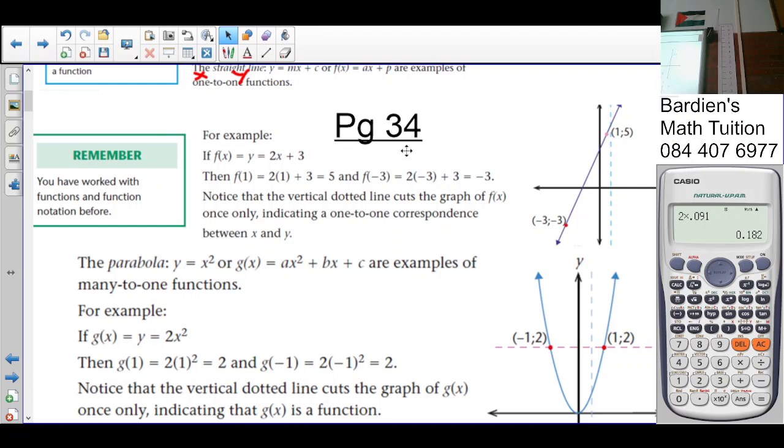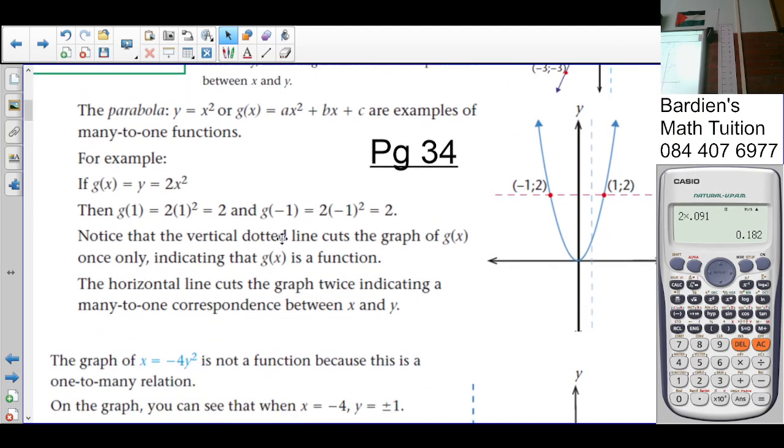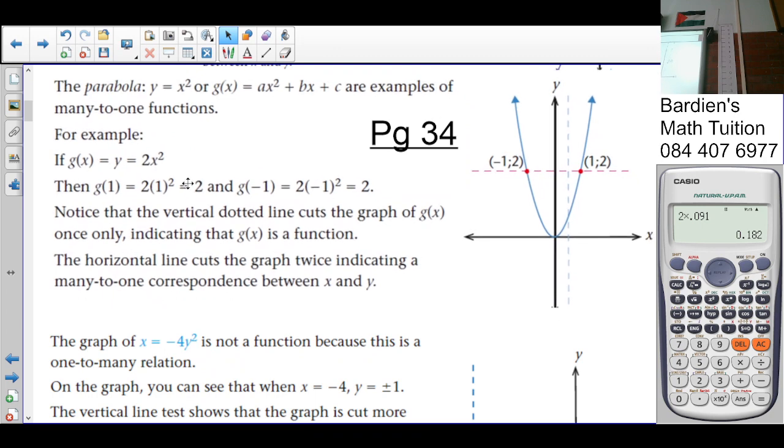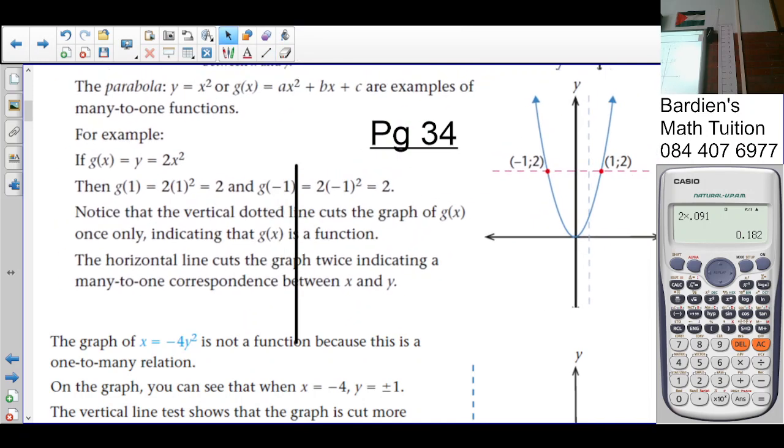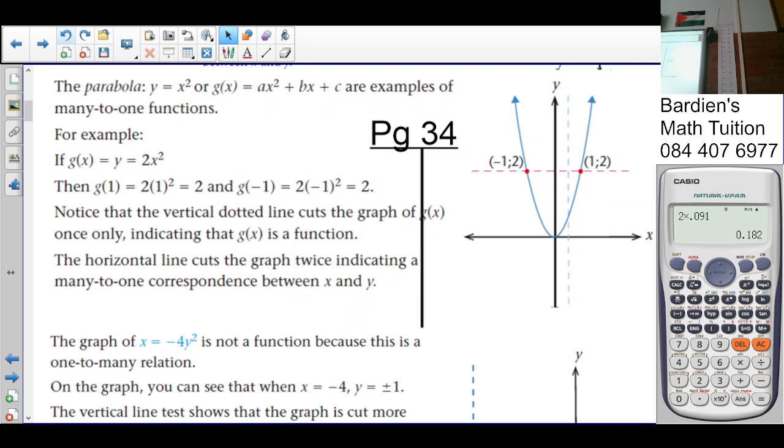Let's see what's happening here. The parabola. Y is equal to x squared or g of x equal to x squared plus bx plus c are examples of many-to-one function. Let's get again that vertical line here. Right. So looking at that vertical line, what do you notice here? You see there? 1x.